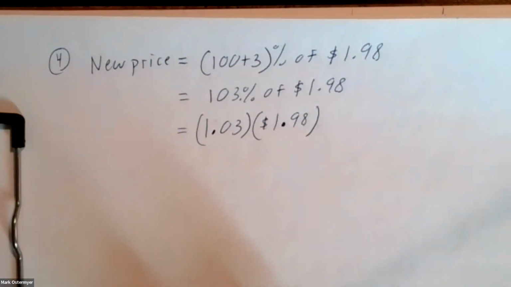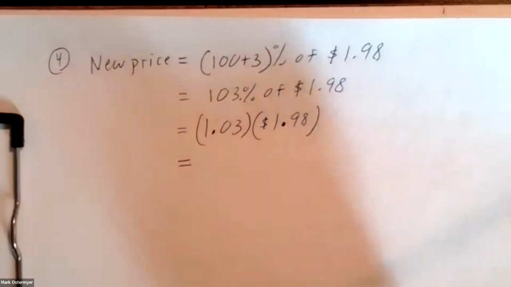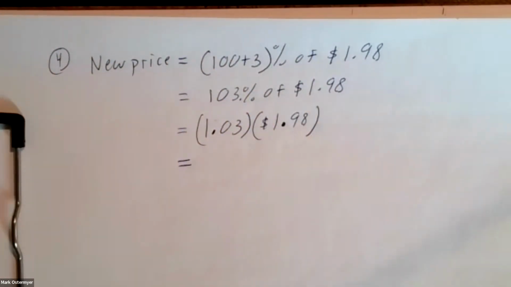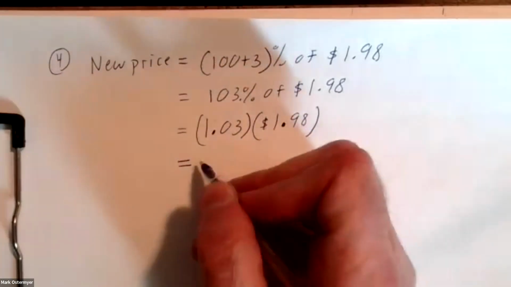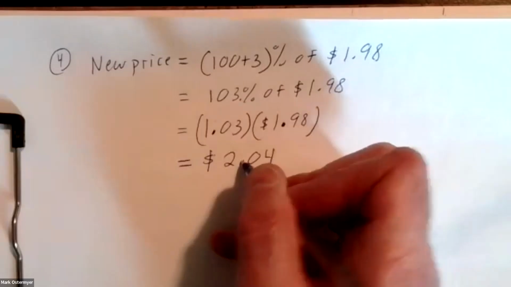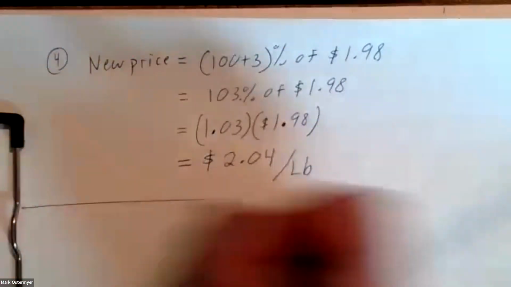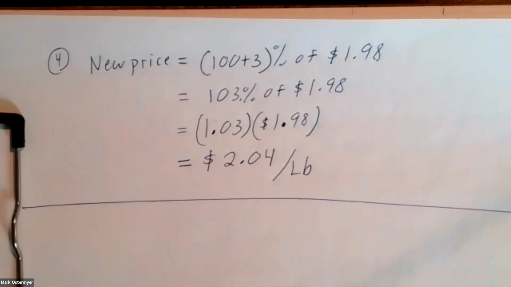What do we get for the new price? Was it $2.03? Yes. Actually, if we round off to the nearest cent, the nearest hundredth, I'm getting $2.04. There you go. That would be the new price of the cheese per pound, $2.04. That represents a 3% increase from the original price.